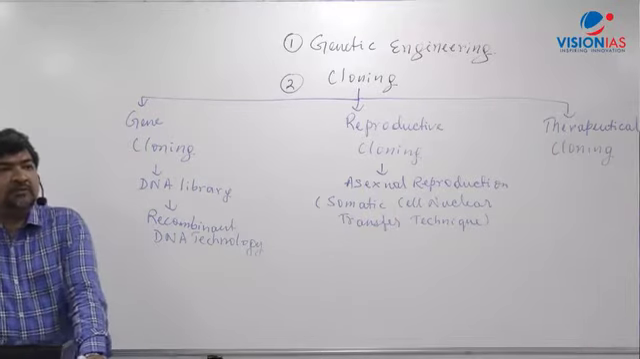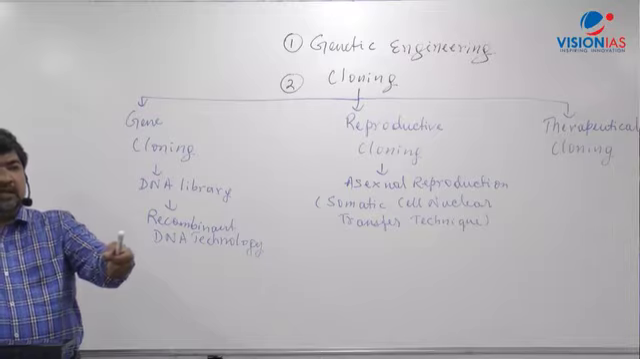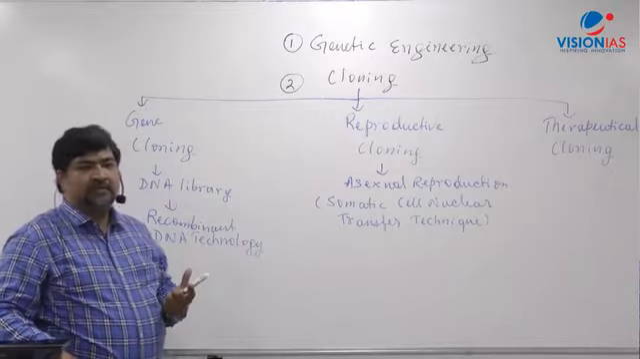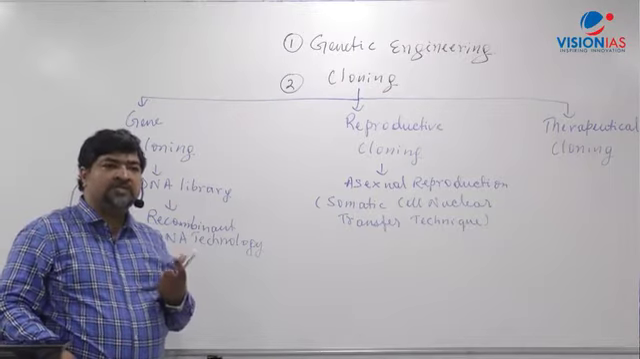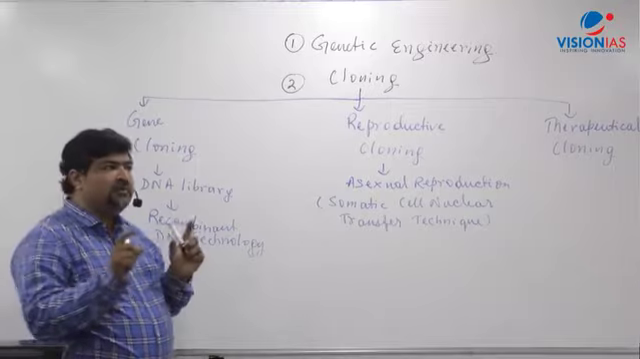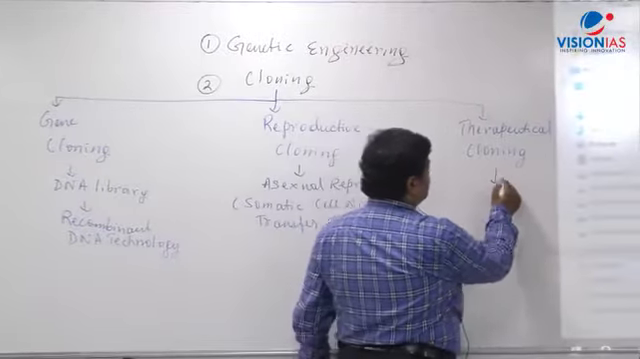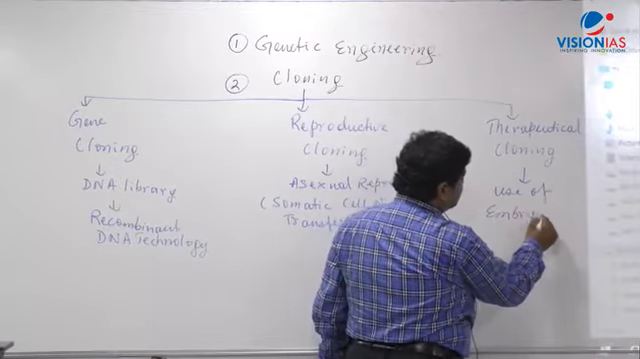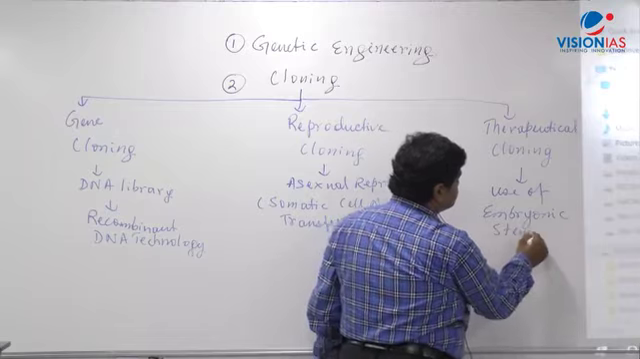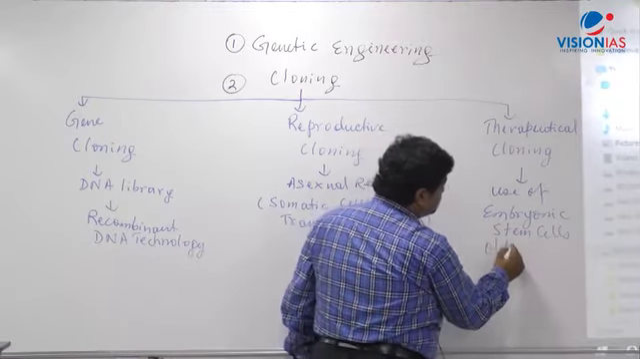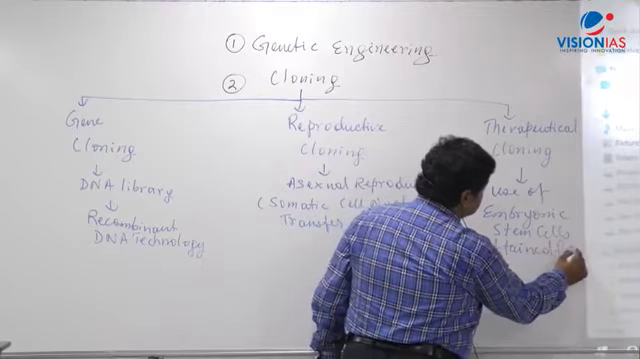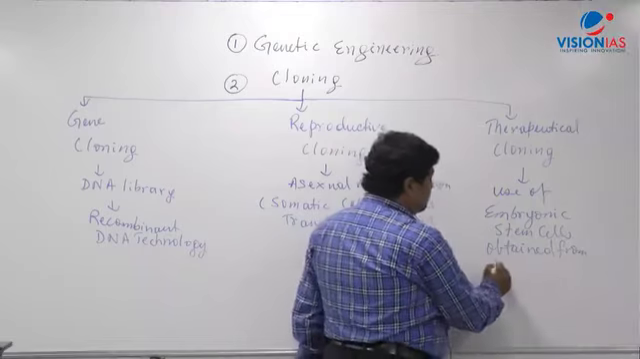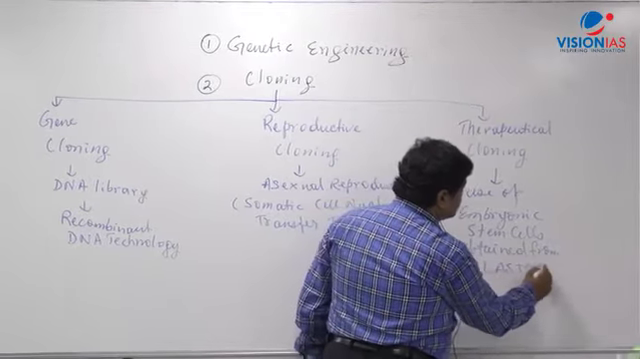But we can use a method of cloning and, without producing an individual, go for treatment of diseases. And it happens through something called stem cells. I'll be coming to that part. Now what is therapeutic cloning? One by one we'll come to that, but first let me write: use of embryonic stem cells obtained from, and I'm writing a very important name, blastocyst.